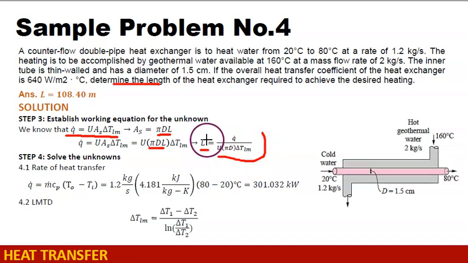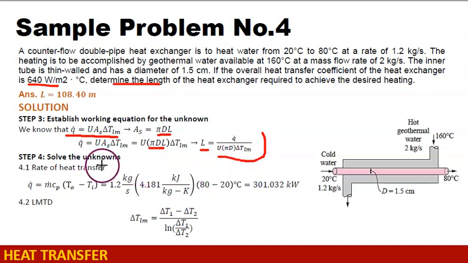So the equation is L equals Q dot over U pi d delta T ln. We don't have yet the value of Q. We already have U, that is 640. The diameter is 1.5 cm. So the unknowns are Q, the heat transfer, and LMTD.